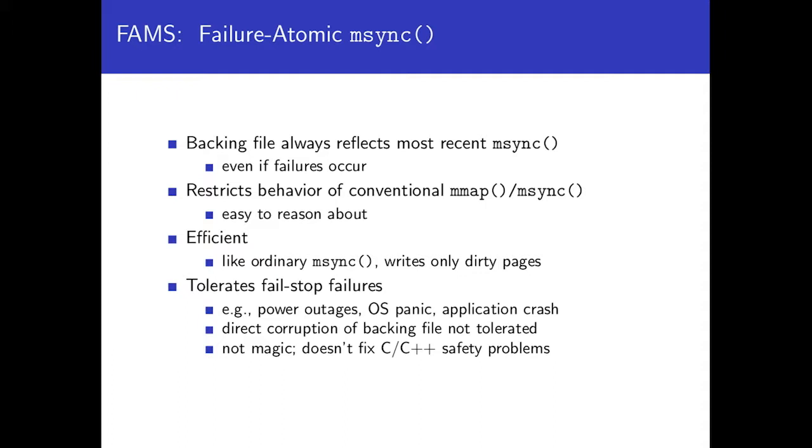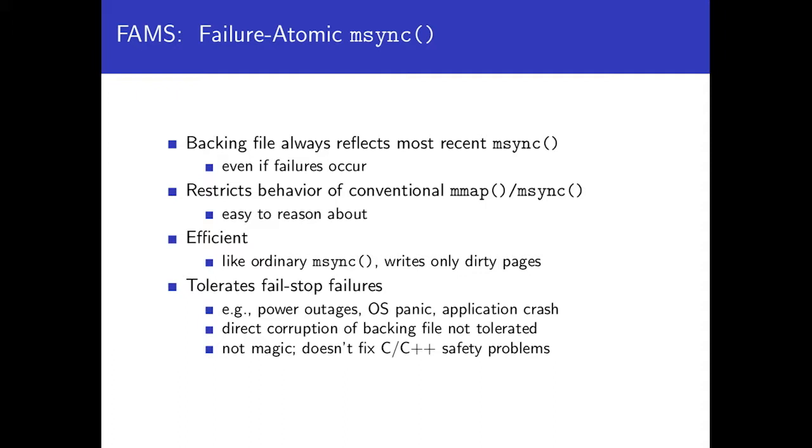All we're doing is restricting the behavior of conventional mmap and msync. We're not adding new behaviors. We're taking away old behaviors that nobody in their right mind would ever want. Failure atomic msync can be implemented efficiently in the same sense that ordinary mmap is efficient. The only thing that ever gets written to durable storage are modified pages of the in-memory image, and failure atomic msync allows us to tolerate fail-stop failures like power outages, kernel panics, application process crashes.